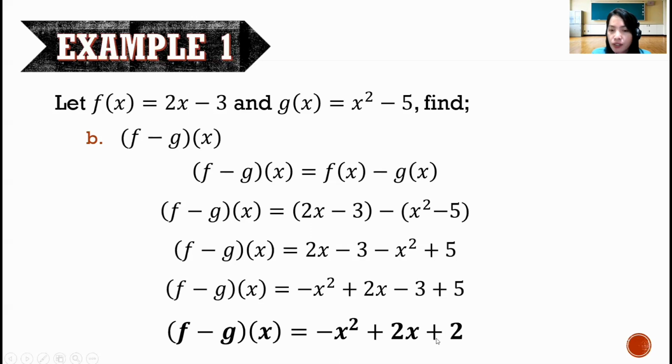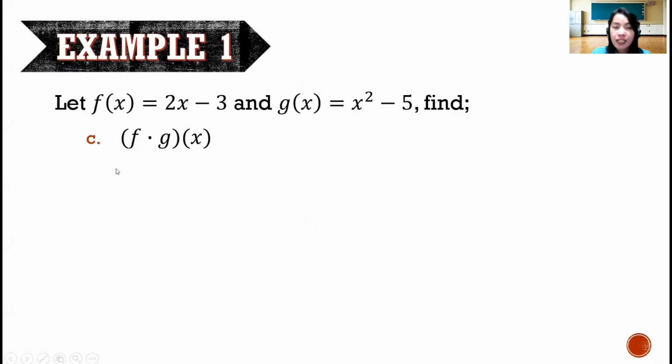And then with regards to the sign, all you have to do is to copy the sign nung mas mataas na number. Yung mas mataas na number between these numbers, yung mas mataas is 5. Yung sign ng 5 is positive. So yun yung susundin mo sign dito. So final answer, we have the quantity f minus g of x that is equal to negative x squared plus 2x plus 2.